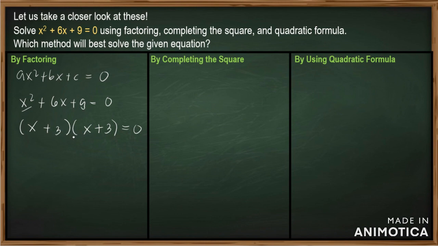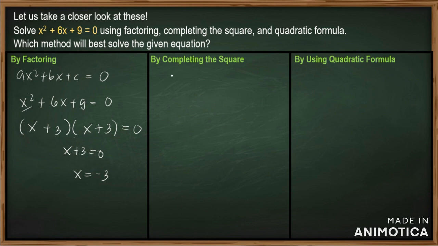Then we apply the zero product property. Obviously, we have one solution here because the factors are just the same. So we have x plus 3 is equal to 0. So we only have one solution, and that is x equals negative 3. Now let us solve this one using completing the square.